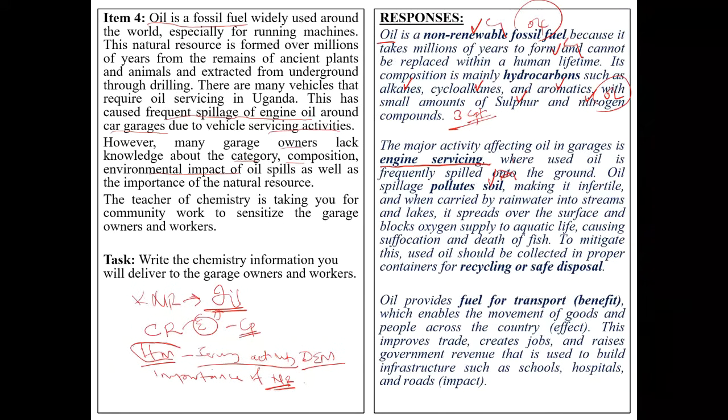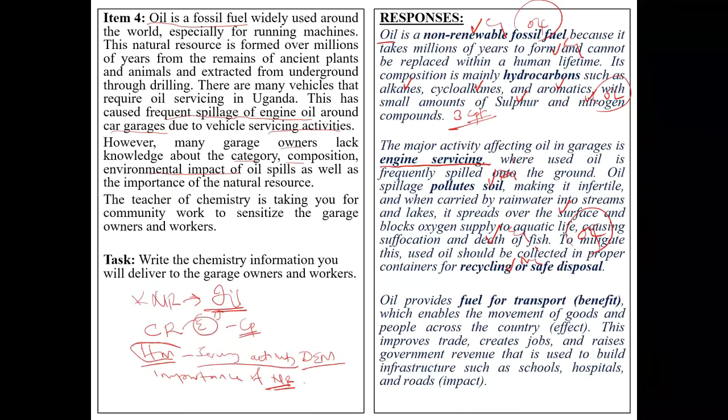And when carried by rainwater into streams and lakes, it spreads over the surface and blocks oxygen supply of aquatic life, causing suffocation and death. That is the effect. To mitigate this, oil should be collected in proper containers for recycling. That is the mitigation. Then finally, the importance.